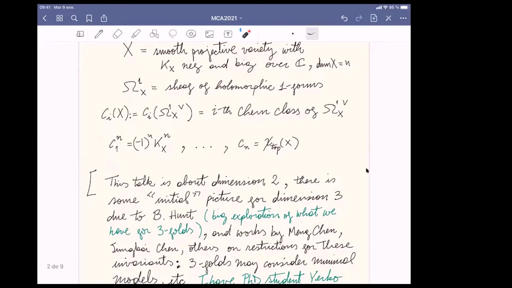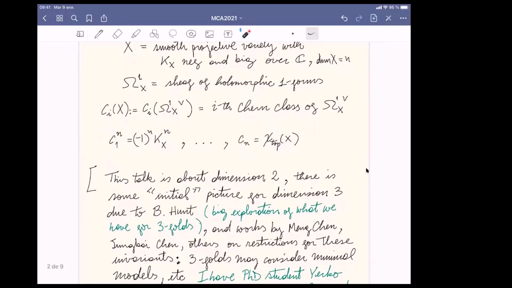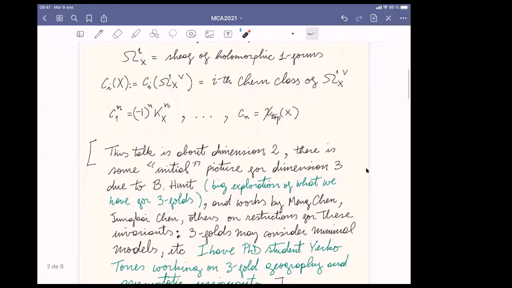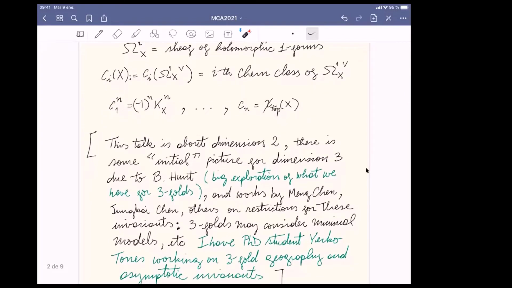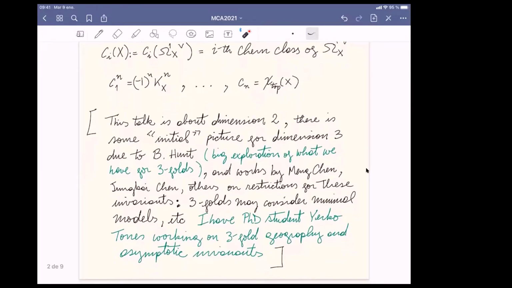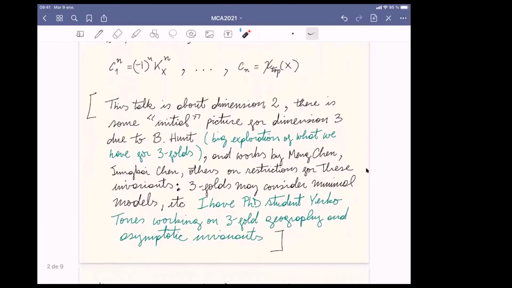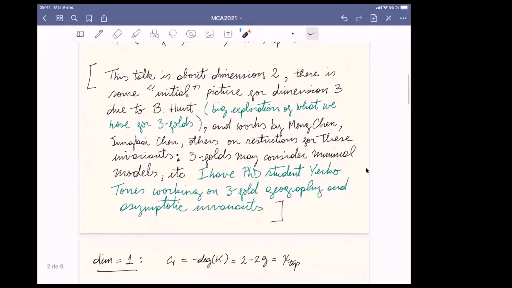And also take into consideration that now for threefolds, we might consider minimal models, which, as you know, might be singular, etc. Is a different world there. There is more difficulties. And I know about that because I have a PhD student, Jerko Torres, which is working now on this threefold geography and asymptotic invariants. So I just wanted to mention that parenthesis on that dimension. Dimension 4 and other dimensions, I don't have any work in mind. Maybe there are none, I don't know.